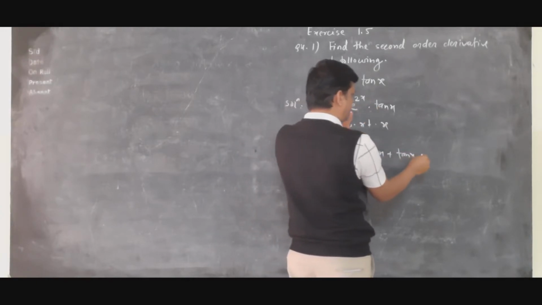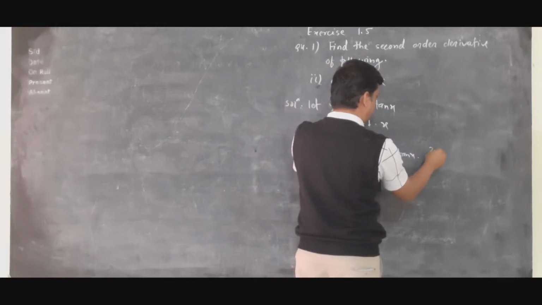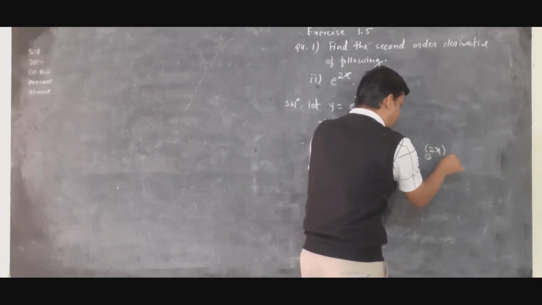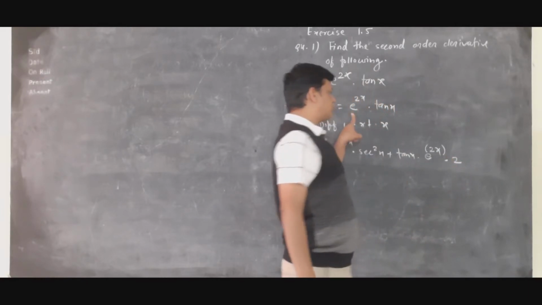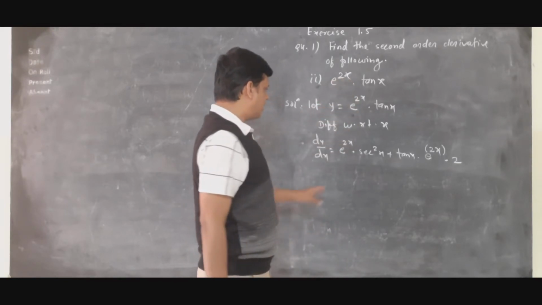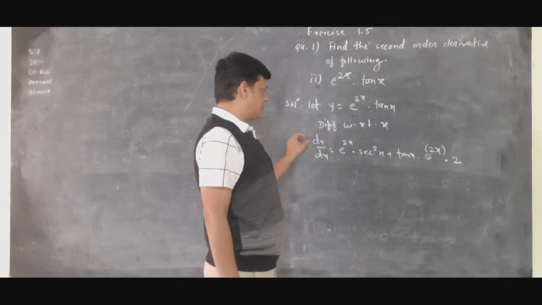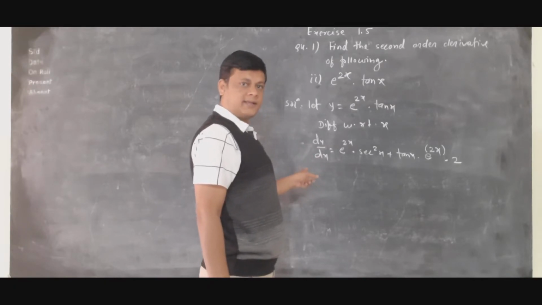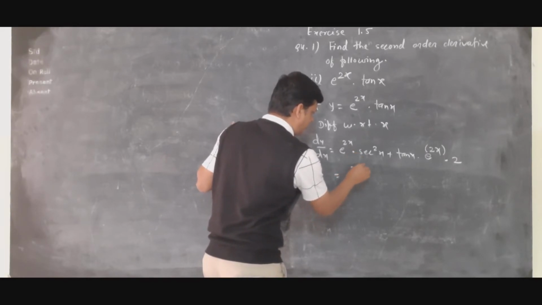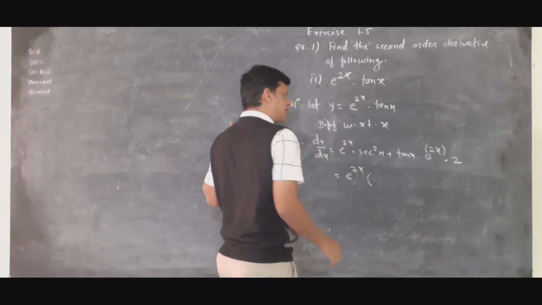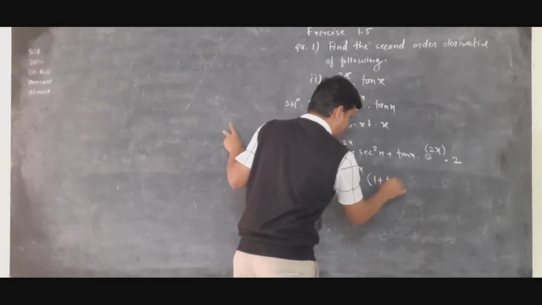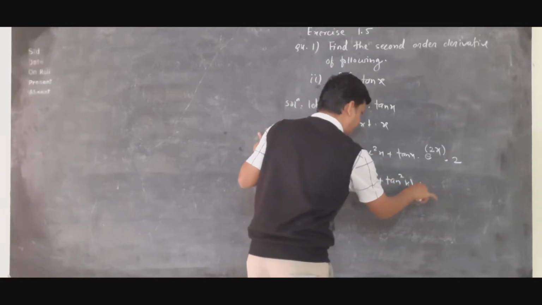So here e raised to the power 2x is a composite function. So derivative of e raised to the power 2x is e raised to the power 2x into derivative of 2x, which is 2. So write e raised to the power 2x into 2 as the derivative of e raised to the power 2x. Now we have to again differentiate this function with respect to x. So before that we write this as e raised to the power 2x, in bracket we write this sec square x as 1 plus tan square x, plus tan x.